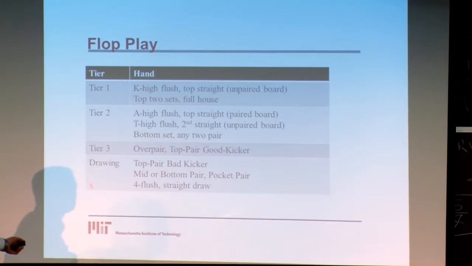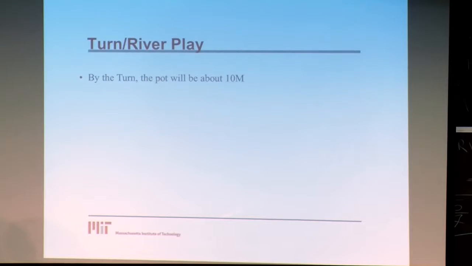And then all these hands, which you guys might have previously thought were good hands, are not. They're just going to be called drawing hands. So top pair, bad kicker, mid or bottom pair, or a pocket pair that's not an overpair. So if you have 5s when the board is 2, 6, 7. By the turn or the river, they're already going to be big pots. You don't need to worry about extracting additional bets on the turn.